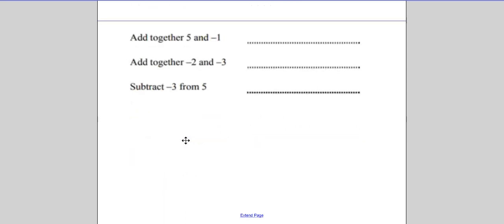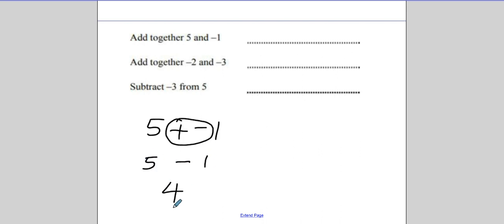Okay, we have: add together 5 and negative 1. Okay, 5 and negative 1. Add it together. 5 plus negative 1. Positive times negative is negative, so you have 5 minus 1. The answer is 4. Write 4 there.